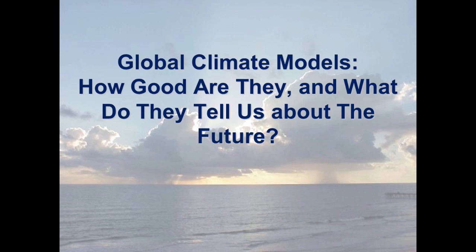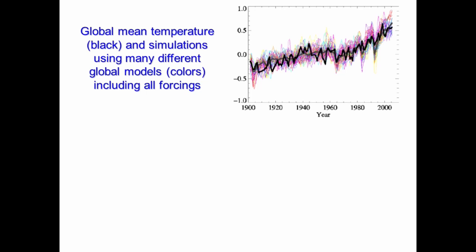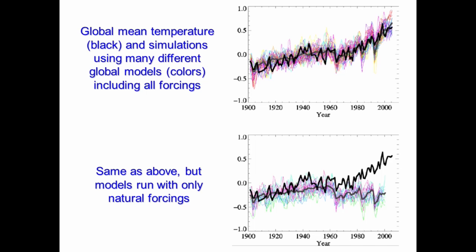We'll talk about climate models. How good are they, and what do they tell us about the future? We'll look at simulations like these. Each of these color curves is an attempt to replicate the global mean temperature by a different climate model going back over the last 100 years. The black curve shows what actually happened, and so the climate models are largely successful in replicating that.